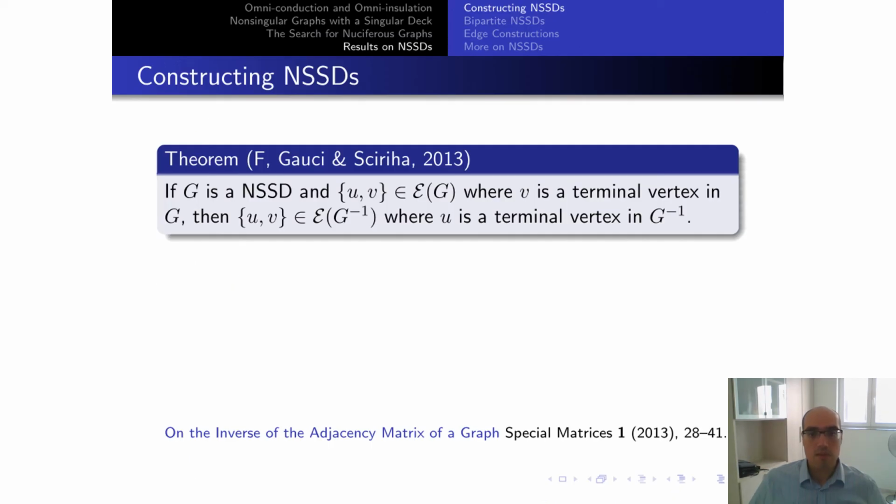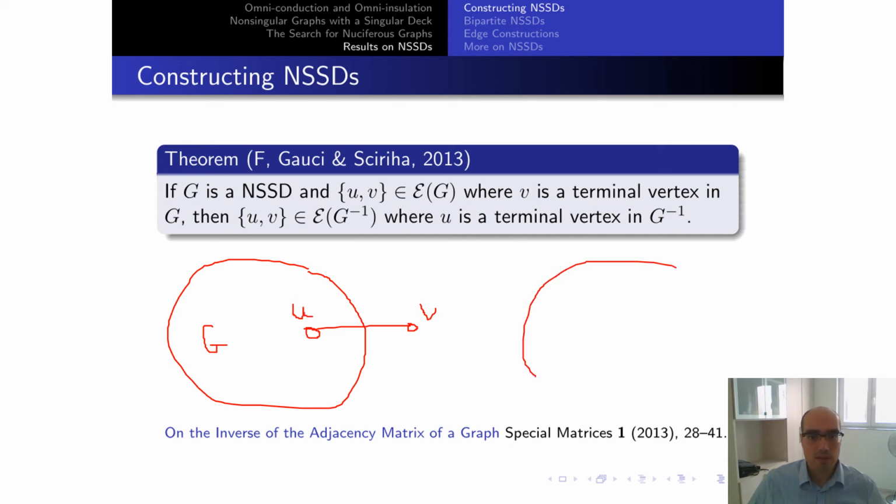The first result is this one. So suppose we have a graph with a terminal vertex, meaning it has a vertex of degree 1, so something like this. Here we're saying that V is the terminal vertex, so this is V and this is U. Then in the inverse, we still have a terminal vertex, so this is the inverse, G to the minus 1. But the terminal vertex this time will be the one that was adjacent to V in G. So this time we have V and U instead of U and V. So that's the first result.